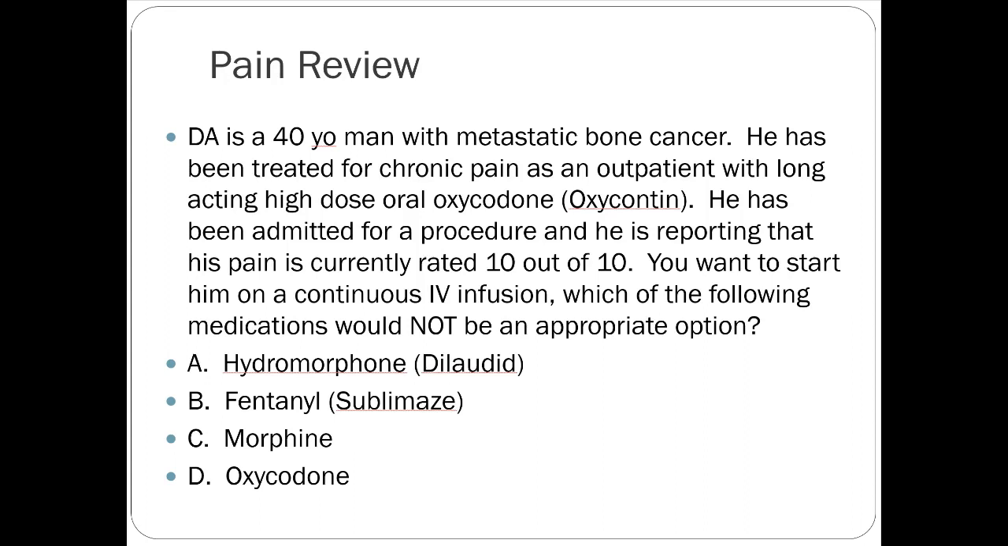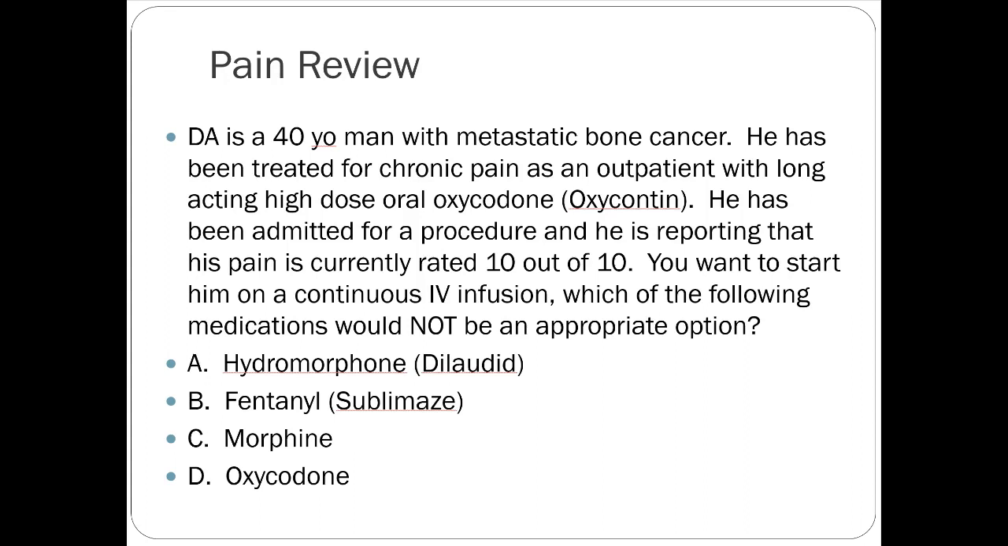All right, so this first one is DA, a 40-year-old man with metastatic bone cancer. He has been treated for chronic pain as an outpatient with long-acting high-dose oral oxycodone, aka OxyContin. He has been admitted for a procedure, and he's reporting that his pain is currently rated 10 out of 10. You want to start him on continuous IV infusion. Which of the following medications would not be an appropriate option?